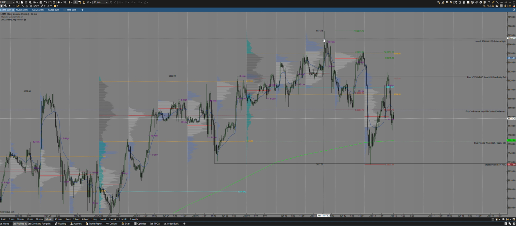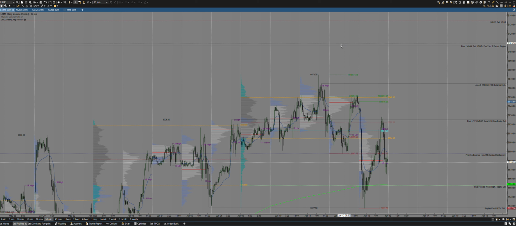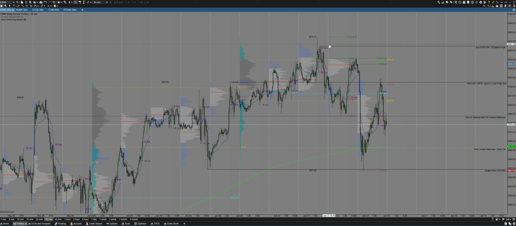The high that we set on Wednesday was actually significant, so I was looking for 6070s to 6100s last week to print. 6070s is the bottom set of single prints from February 23rd.